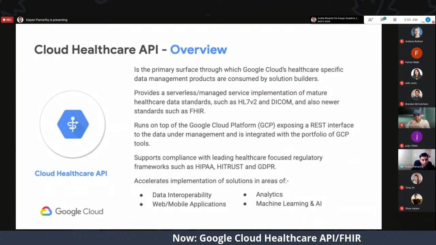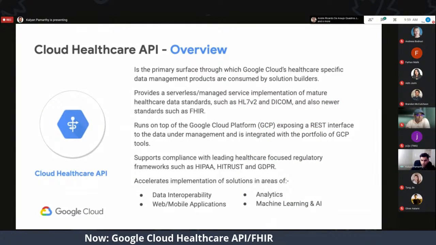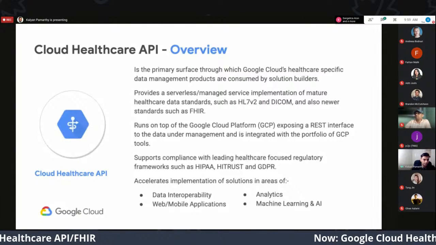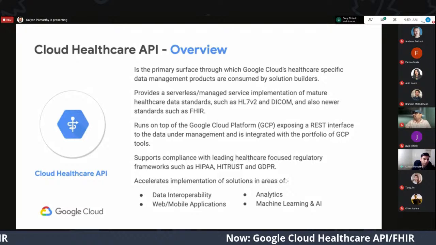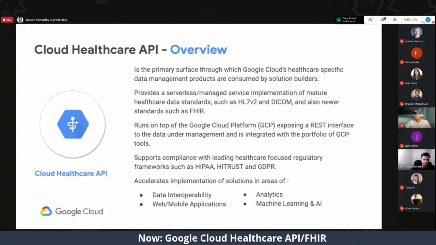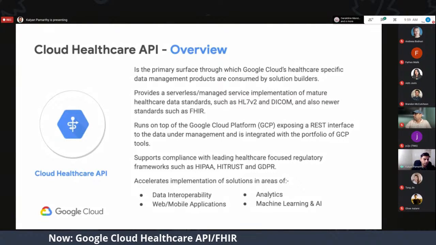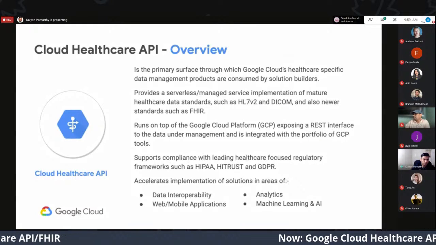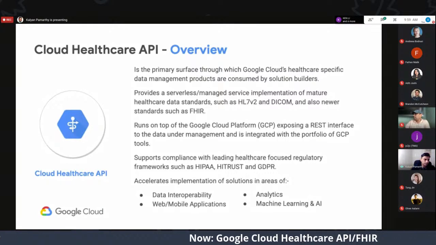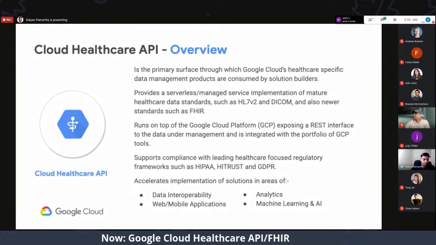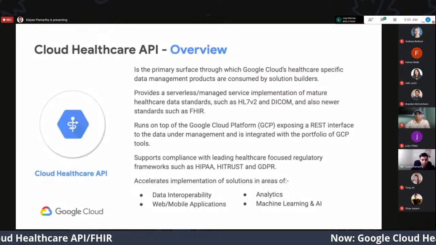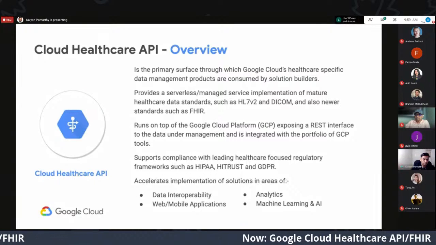So just as a quick overview, the Cloud HealthKit API is part of the Google Cloud Platform and is the primary surface for working with healthcare data. We've been working on the Cloud HealthKit API for a few years now. I've taken it through various stages of the maturity cycle, so alpha, beta, and earlier this year we launched general availability.